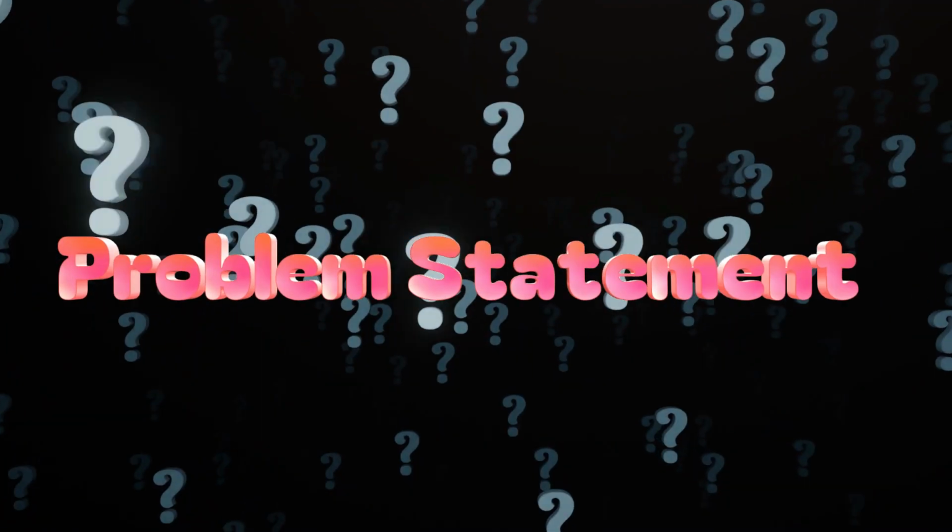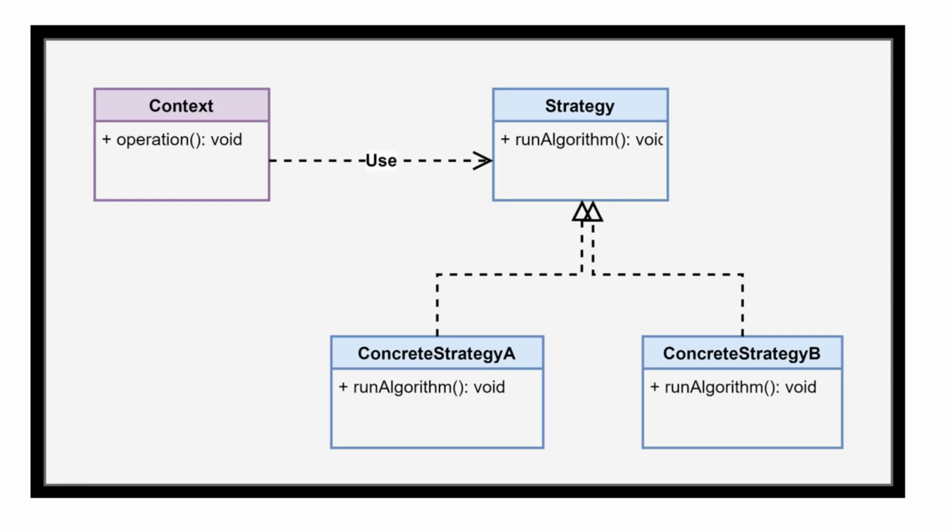conclusion. Imagine you have a class that performs a certain operation, and you want the flexibility to switch between different algorithms dynamically. You don't want to modify the class every time a new algorithm is introduced, and you want to avoid a monolithic codebase. This is where the strategy design pattern steps in, providing a clean and flexible way to encapsulate algorithms and make them interchangeable.